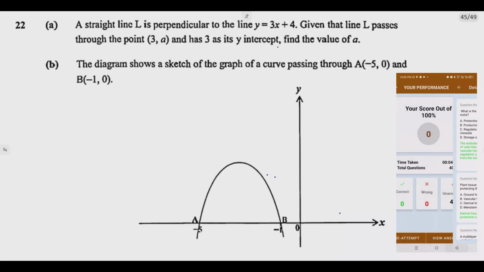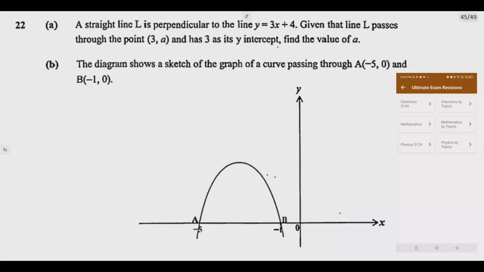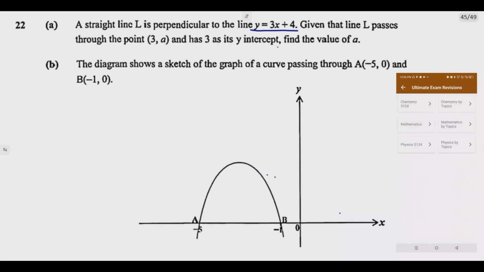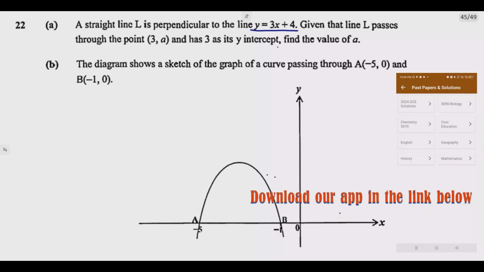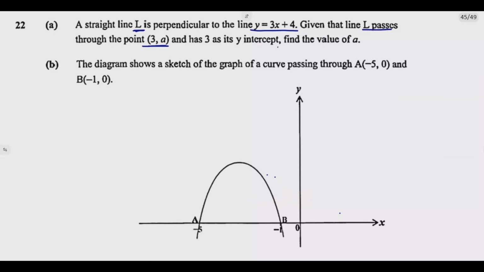Okay, so we have this equation, that's what we are told. Then this equation is perpendicular to this line L. So L is perpendicular to this, and L passes through a point, and the intercept is 3. We are asked to find the value of A. So we need to find the gradient of this line first.